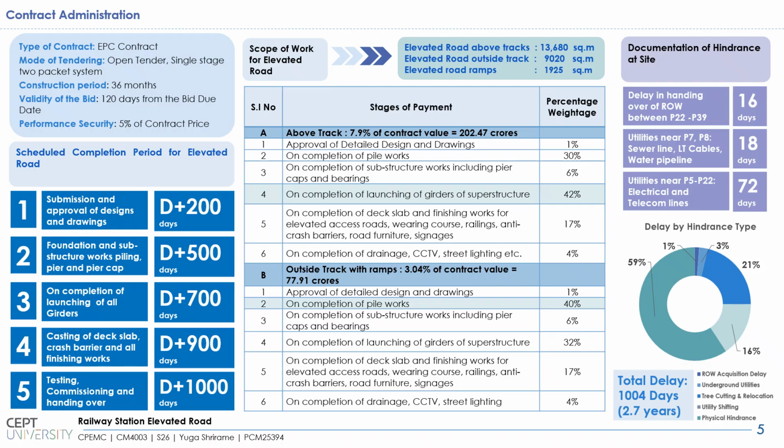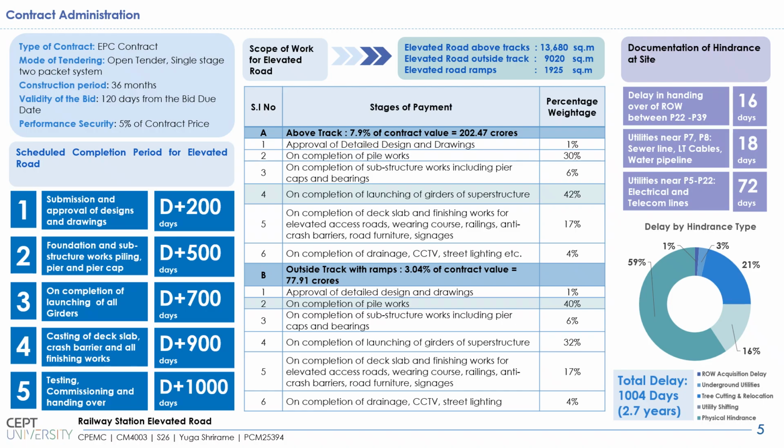Now, talking about the documentation of the hindrances on the site, a hindrance register was maintained, which showed that a majority of hindrances on the site were physical hindrances, which arose due to demolition of toilet blocks, boundary walls, or several such structures identified during the construction. There were no clearances received from the authorities, due to which delays were occurring in order to demolish these physical hindrances.